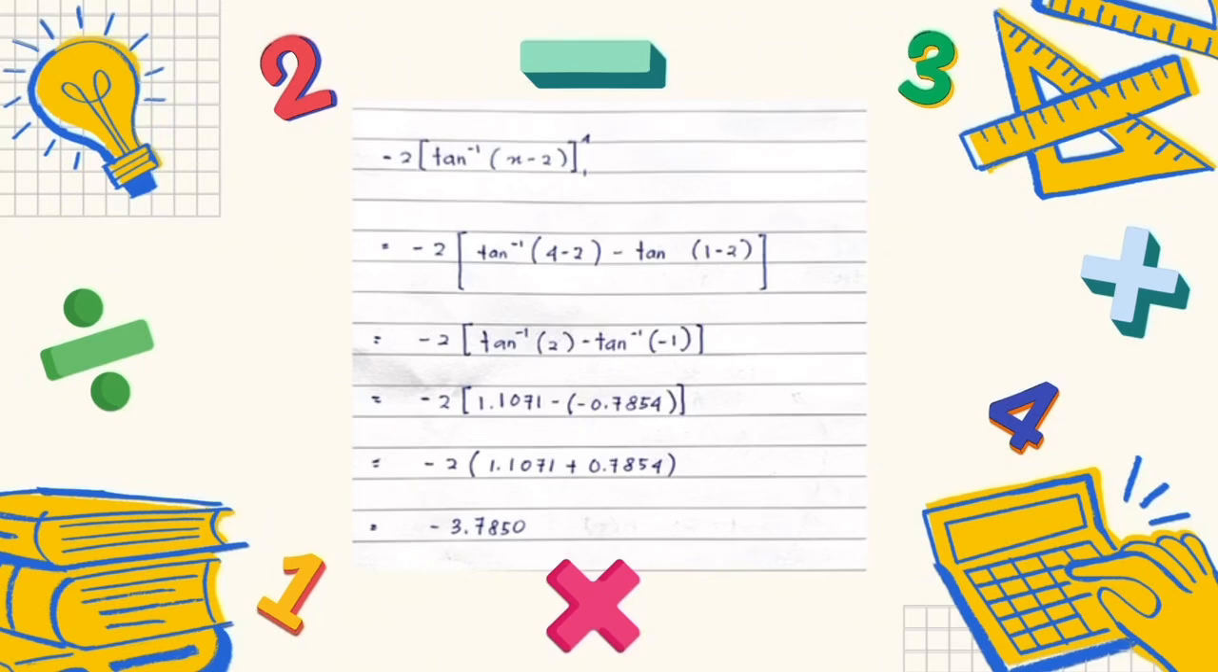From the limits 1 to 4, we apply the fundamental theorem of calculus by plugging in the upper limit first. Negative 2 in brackets, tan inverse of (4 minus 2) minus tan inverse of (1 minus 2). This simplifies to negative 2 times tan inverse 2 minus tan inverse negative 1. Using the calculated values, this is negative 2 in brackets 1.1071 minus negative 0.7854. After adding the terms in the bracket and multiplying by negative 2, our final answer is negative 3.7850.